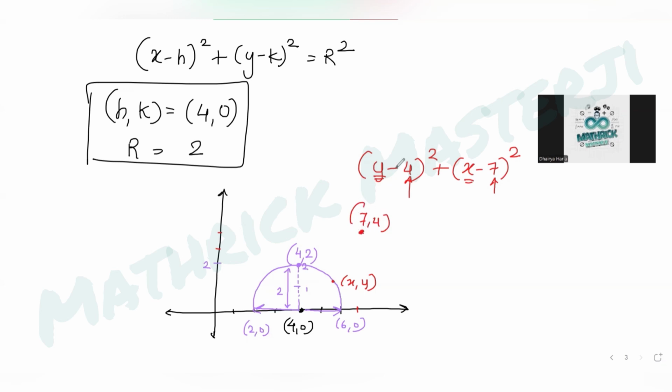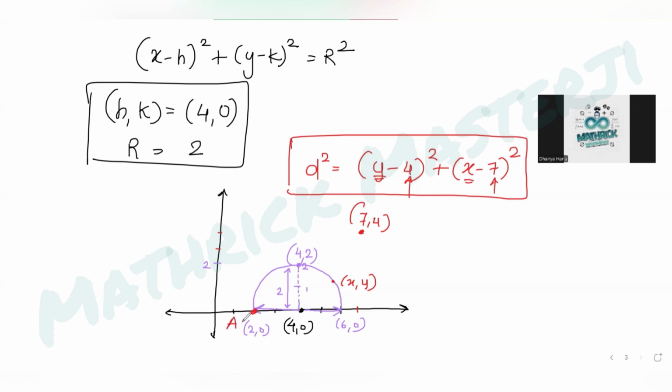So I have this, and I'm basically finding the distance of the coordinates x comma y from 7 comma 4. So if I find the distance, it's basically the square of the distance. If I apply the Pythagoras theorem, I have to find the square of the distance of any of the coordinates on the circumference of the circle from this point 7 comma 4. So I understand that.